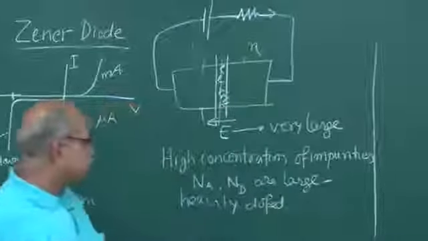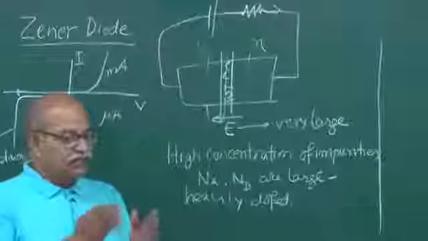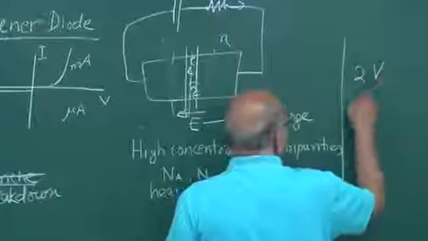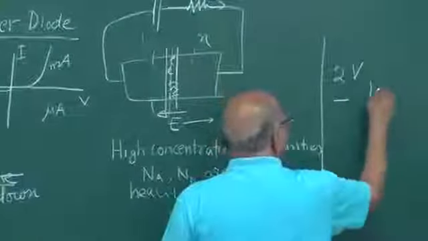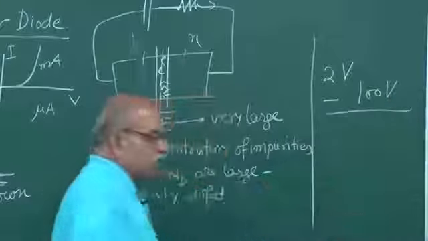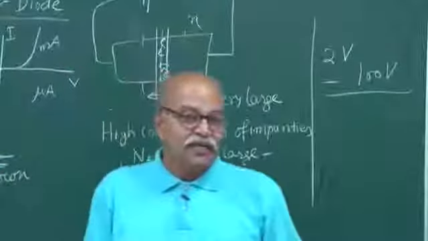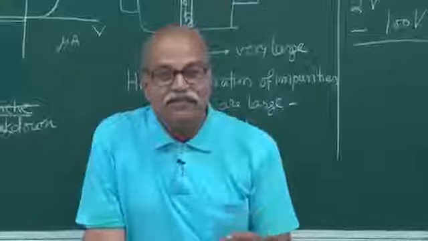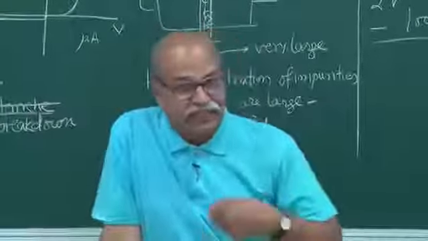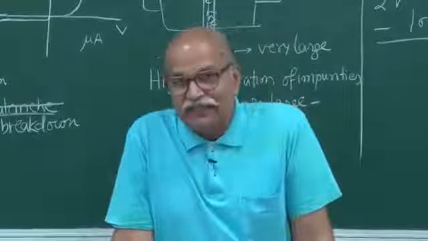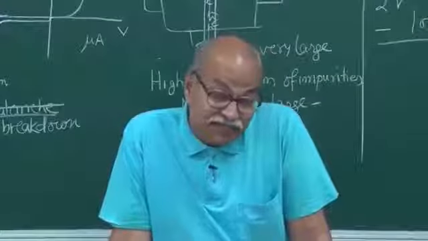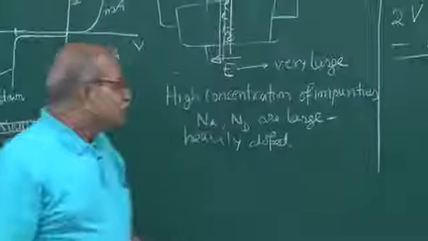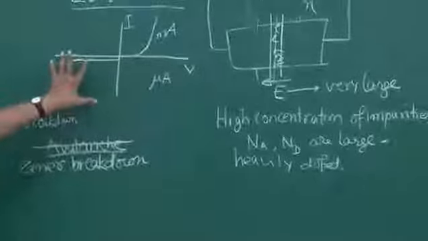Normally by adjusting this NA, ND and the width of the depletion region, etc., you can make this for say 2 volts to some 100 volts or so, anything you like. You want a Zener which should break down at 18 volts, yes, one can create that. A Zener which breaks down at 8 volts, yes, you can do that. 24 volts, yes. 100 volts, yes. So it is under control.